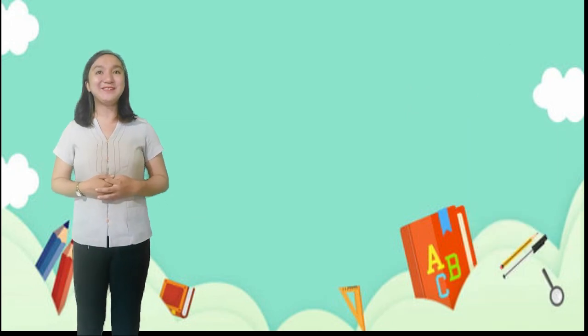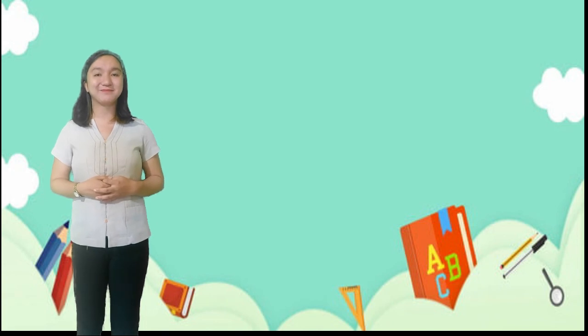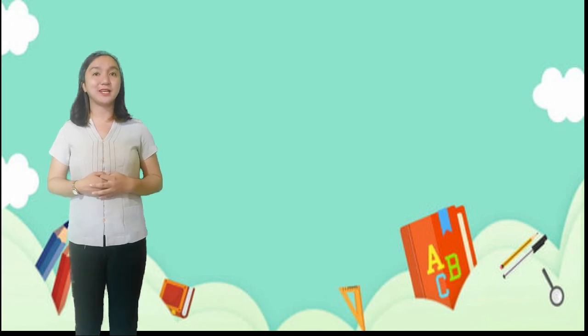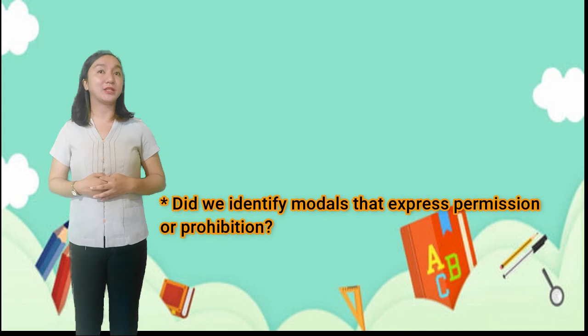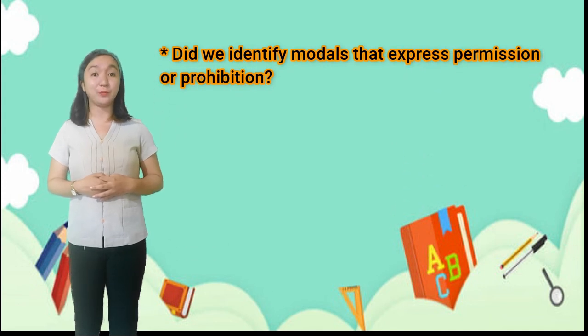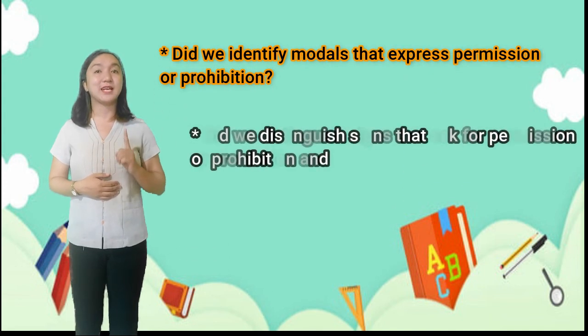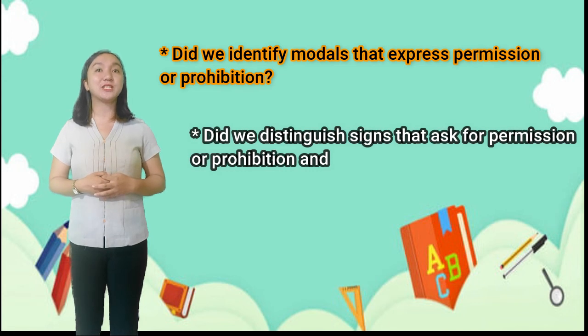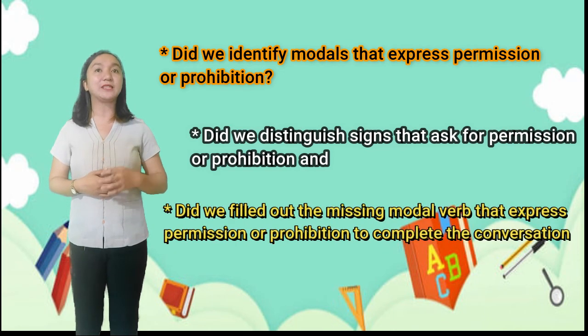Wow! You did an amazing job in our activity! Let us try to check if we did attain our lesson objectives. First, did we identify modals that express permission or prohibition? Second, did we distinguish signs that ask for permission or prohibition? And lastly, did we fill out the missing modal verb that express permission or prohibition to complete the conversation?